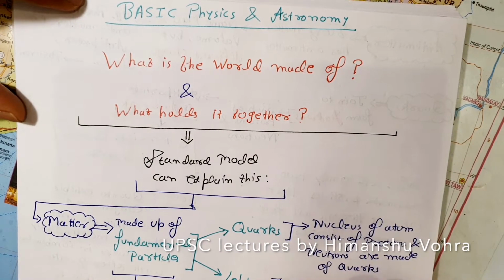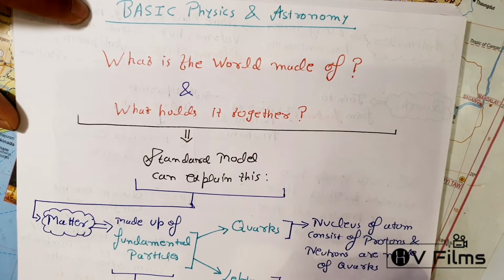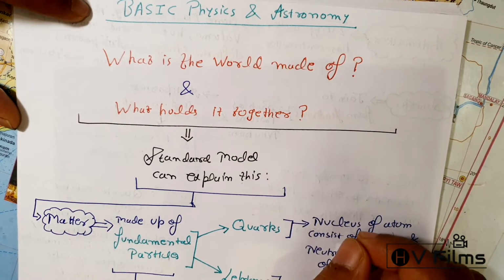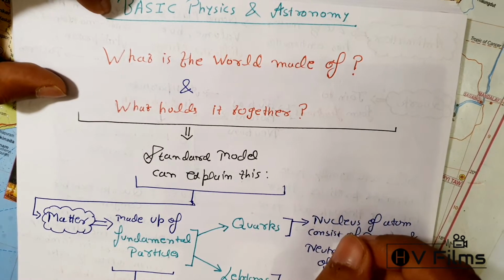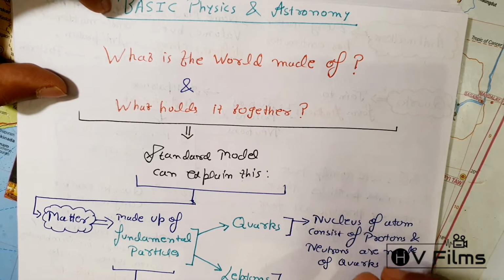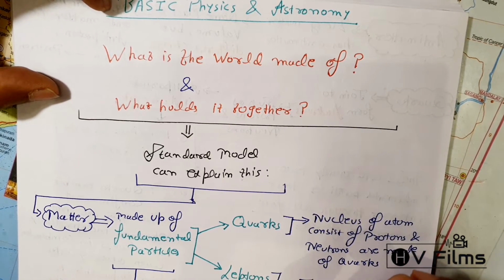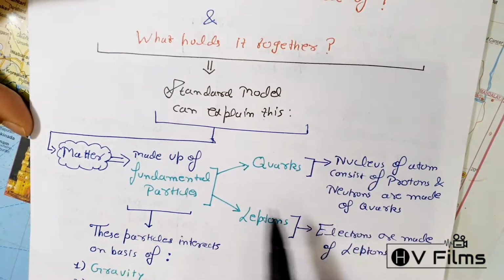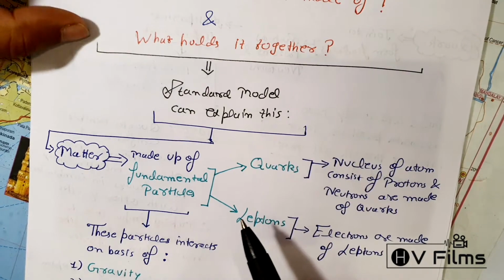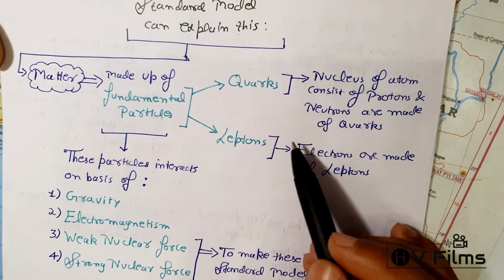The fundamental question that has intrigued humans for a long time is: what is the world exactly made of, and what holds it together? The answer to these fundamental questions has been discussed most appropriately in the standard model of physics, which explains that every matter is made up of fundamental particles. These fundamental particles are the quarks and leptons.